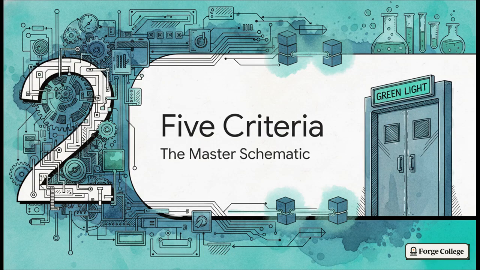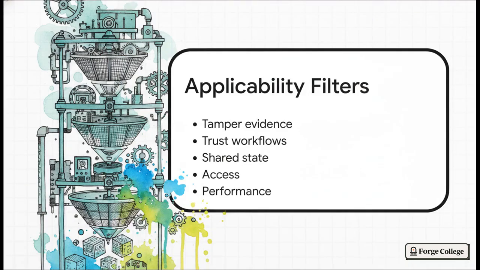Moving on to Section 2, 5 criteria for applicability, the master schematic. Think of this section as the strict laboratory stress test that any idea absolutely must pass before it gets the green light for development. Here are the 5 explicit criteria you need to filter your ideas through.